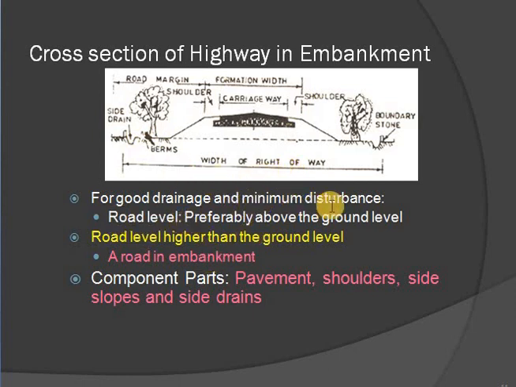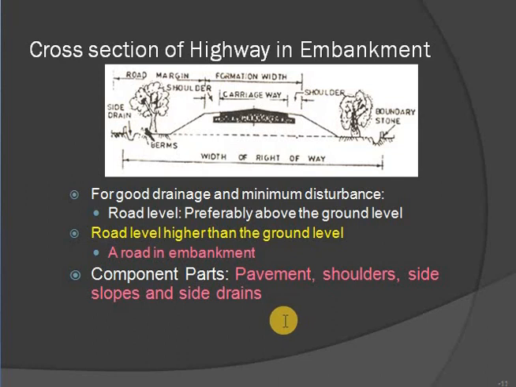So for good drainage and minimum disturbance, the road level should preferably be above the ground level. Here, this is the ground level, so we prefer the road above the ground level. That is, the road level is in embankment, and this is the width of right of way. The component parts are pavement, shoulders, side slopes and side drains.